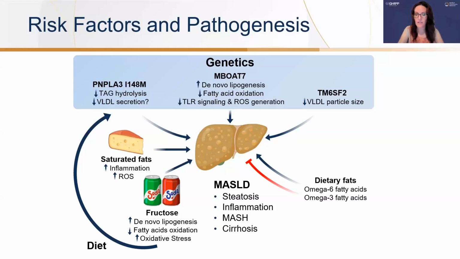Fructose increases lipogenesis and fatty acid oxidation, as well as general oxidative stress. And dietary fats also influence inflammation. And these factors can all lead to steatosis, inflammation, MASH, and even progression into cirrhosis. So it's really important to think about that, but also remember the genetics. And we're going to get into a little bit later why that's important when we're talking about lifestyle modifications in our patient who's here to see us in the clinic today.